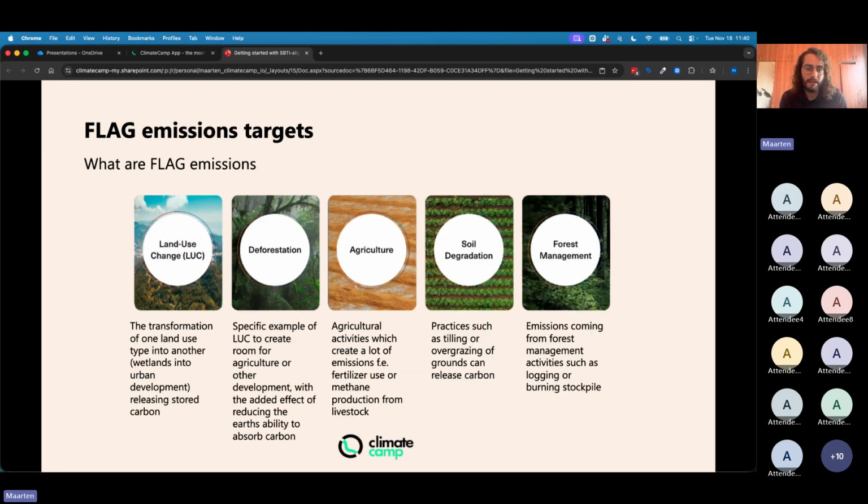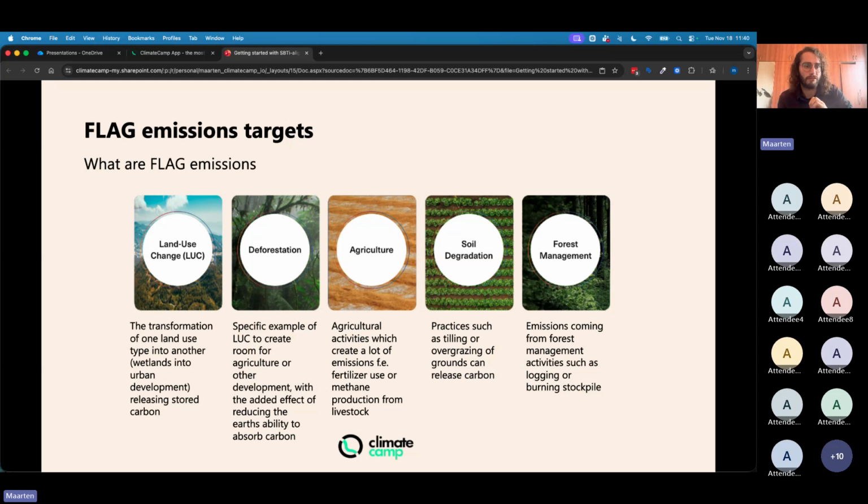Now, what are flag emissions? It has to do with, let's say, 5 different types. The first is the general land use change. So when you transform a land from one type into another, for example, if you turn wetlands into urban development, wetlands store a lot of carbon. Wetlands are able to store a lot of carbon.